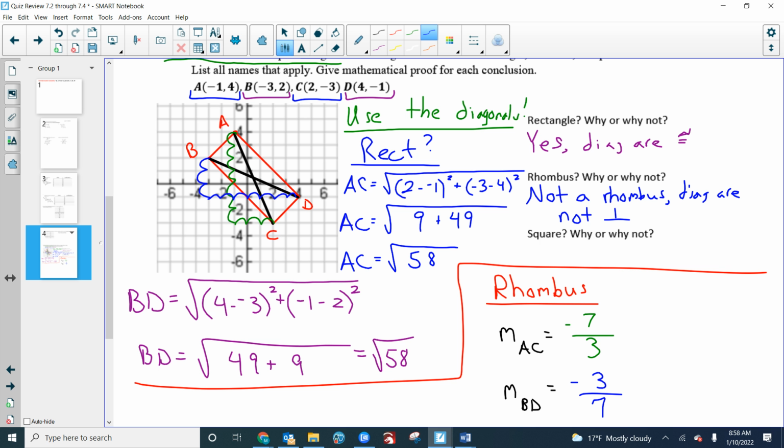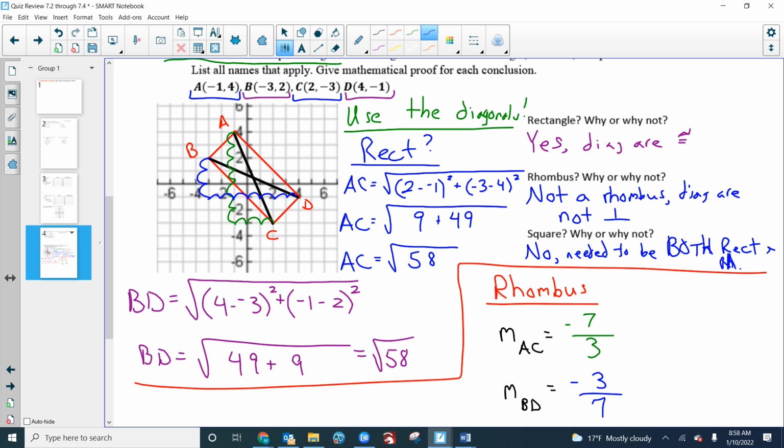Is it a square? No. It needed to be both a rectangle and a rhombus. Yeah, it's getting glitchy. Sorry about that. Rectangle and a rhombus. Does that make sense to you? Be honest. Does that make sense?